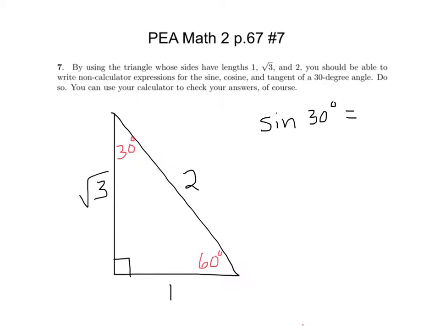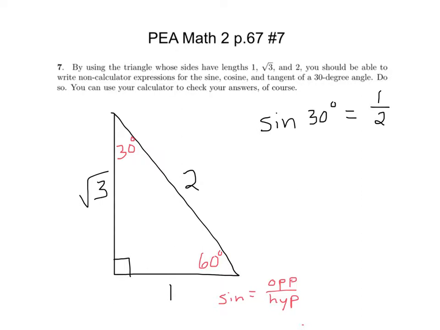So sine is opposite over hypotenuse. I'll write this here. Sine equals opposite over hypotenuse. What is the opposite side of the 30-degree angle? 1. And what is the hypotenuse? 2. Well, that's nice. Sine 30 is just 1/2. You can check in your calculator. It'll give you 0.5.